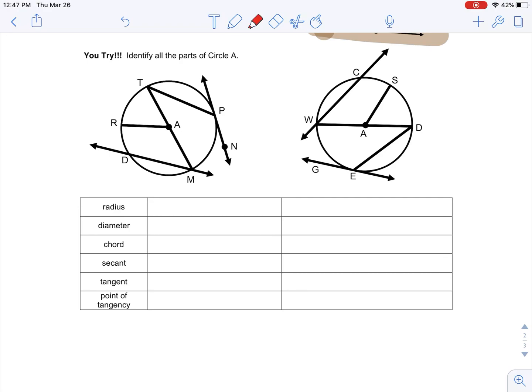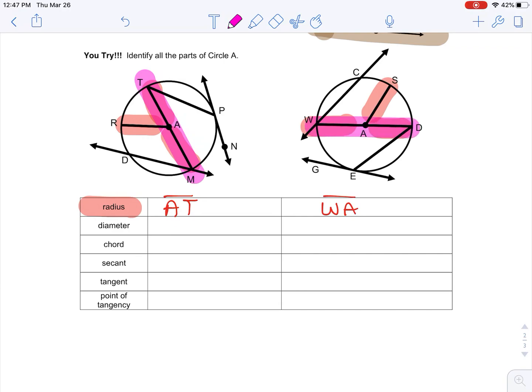So getting started here. A radius could be any segment coming from the center of the circle to the edge of the circle. So it could be AT, or for the other circle, it could be WA. Those are segments that are radius segments. Okay? And then if we move on, a diameter would be something that goes all the way across, like TM and WD.